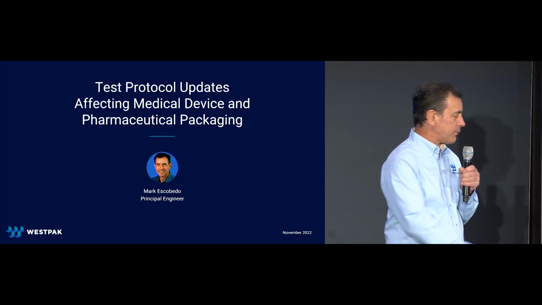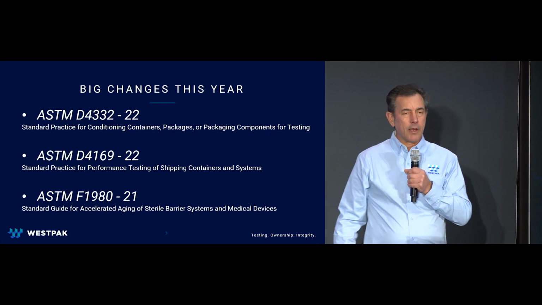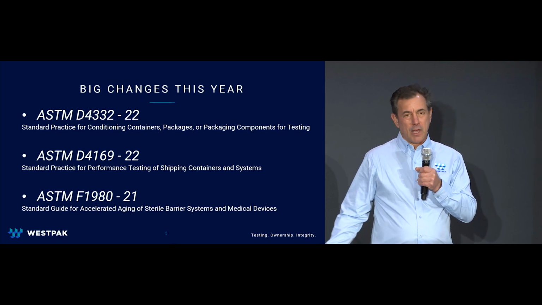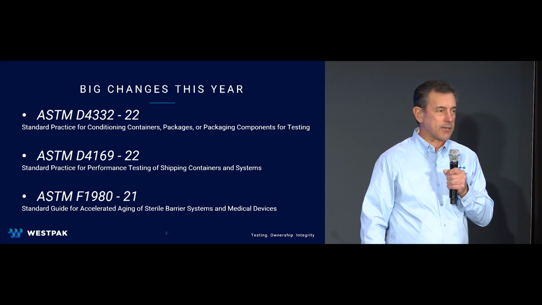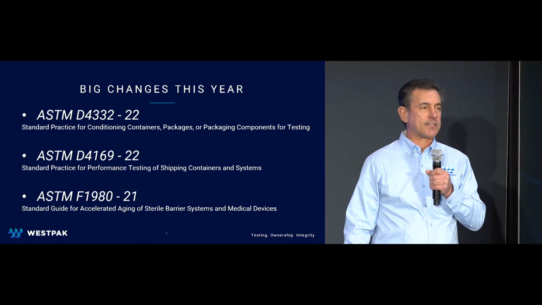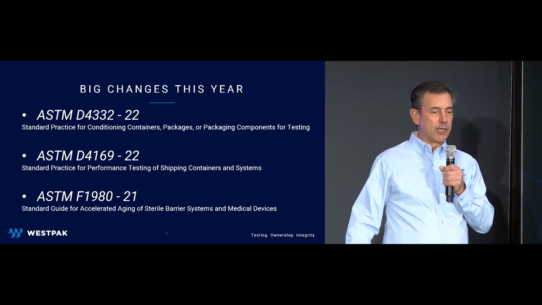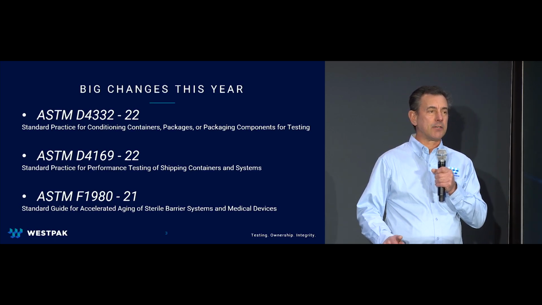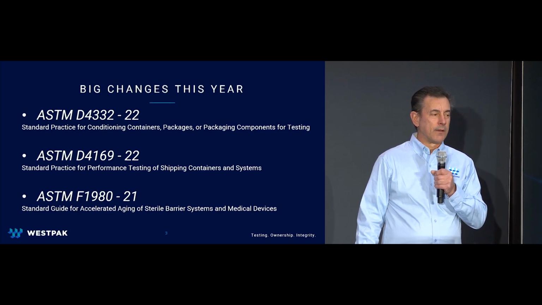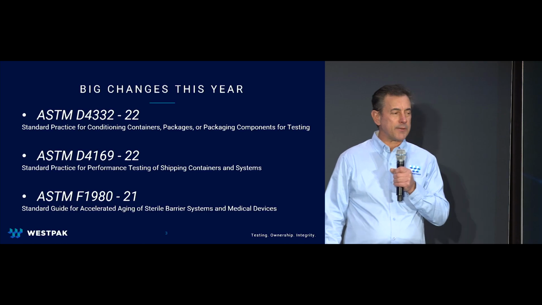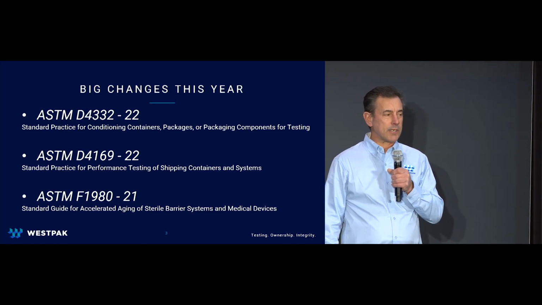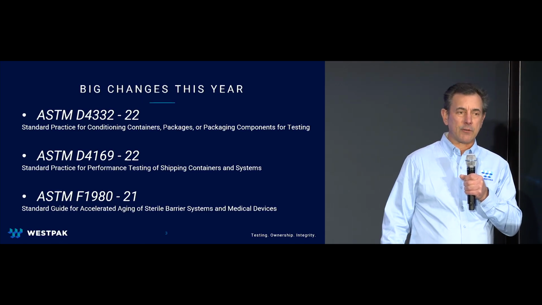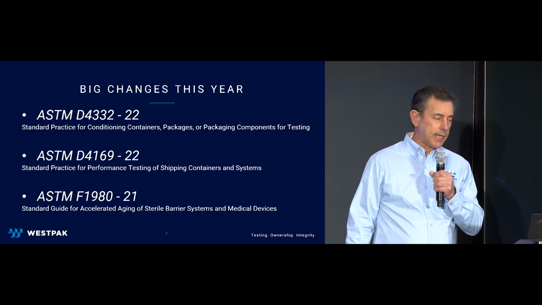And we've had what I would probably consider a year of change. Now, this year of change is kind of monumental in terms of standards, because standards don't move that fast. Changes don't occur that fast. And here we've had 3 revisions of standards that we use for transportation package testing. So right here we see it's ASTM D4332. That's the conditioning standard. We have the transit standard D4169 and the accelerated aging standard F1980.